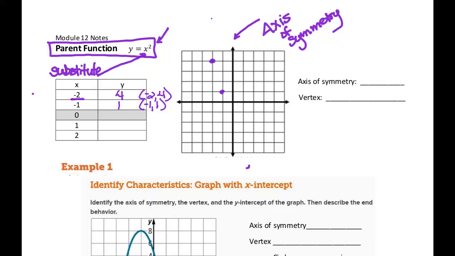How about 0? 0 squared is 0. So that is the origin point, (0, 0), right there. Now we're at 1, at positive values. 1 squared is 1, and so we have (1, 1). And then we have 2 squared, which is back to 4.